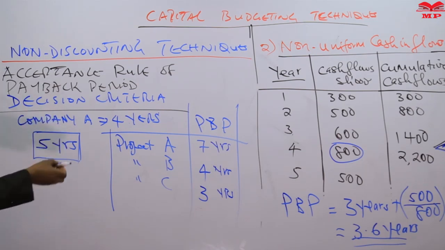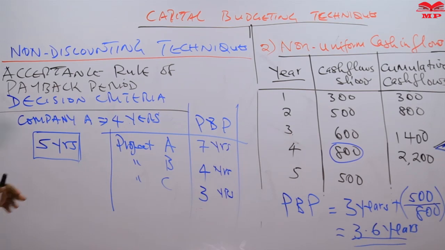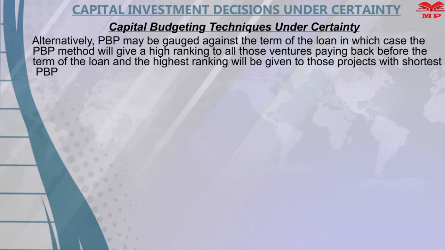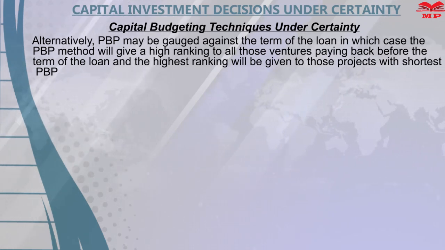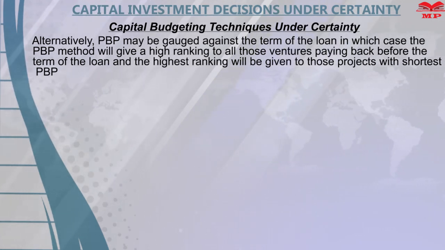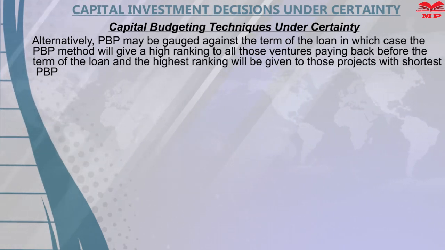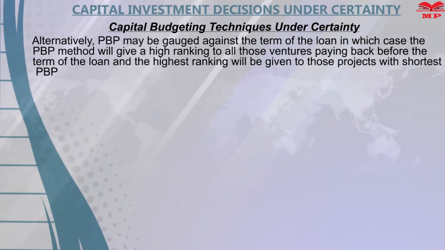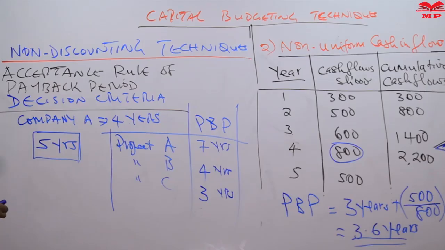So which project should be undertaken based on the payback period? That is the question. Which project should be undertaken? What is the criteria that you are going to use? Where you are using borrowed funds, for example, the loan, the payback period method will give a high ranking to all those ventures paying back before the term of the loan, and the highest ranking will be given to those projects with the shortest payback period.